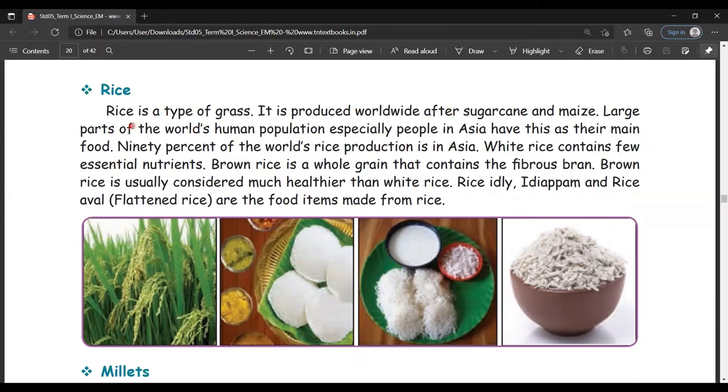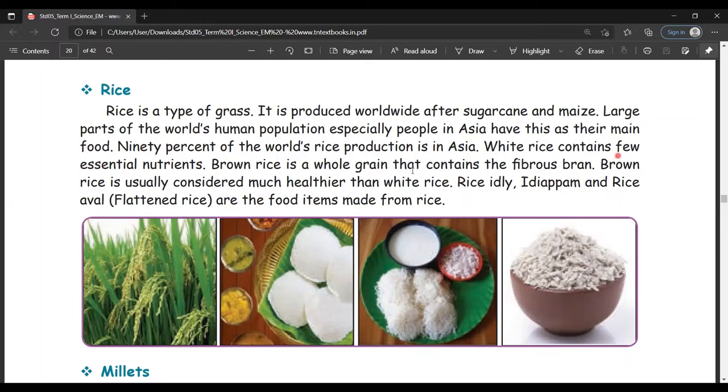is rice. Large parts of the world's human population, especially people in Asia, have this as their main food. 90% of the world's rice production is in Asia. A large human population, especially in Asia, takes rice as their main food. 90% of rice production happens in Asia.